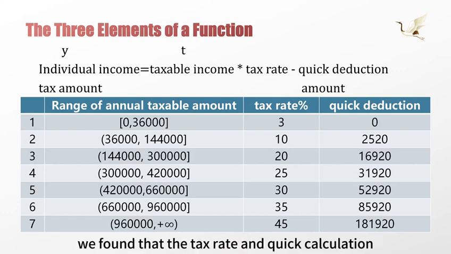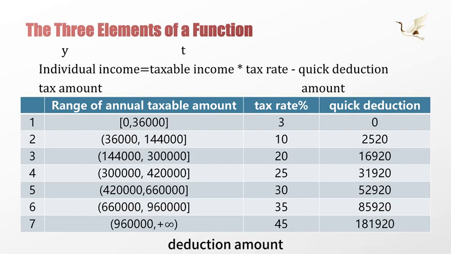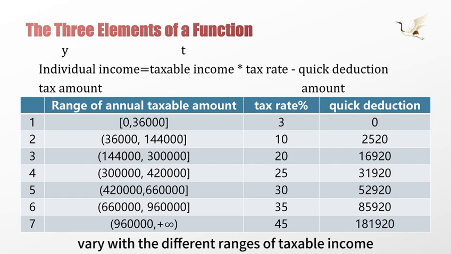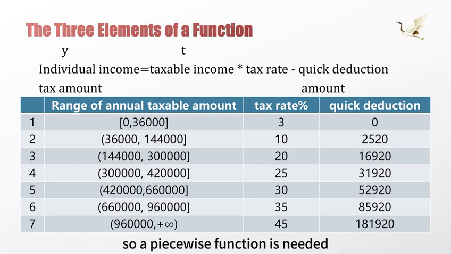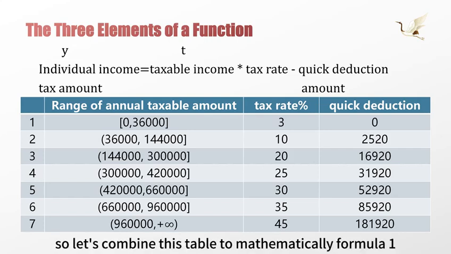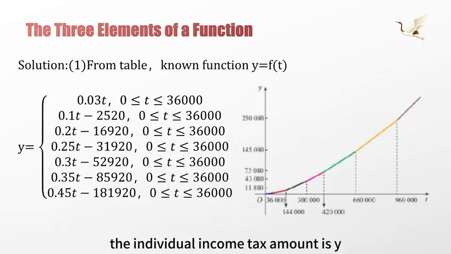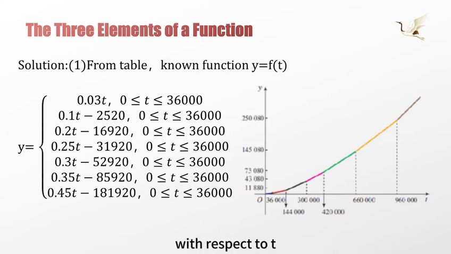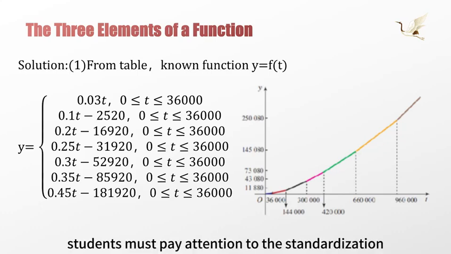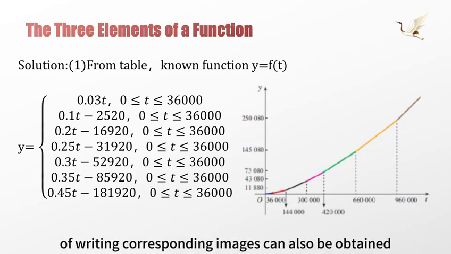However, we found that the tax rate and quick calculation deduction amount vary with the different ranges of taxable income, indicating that an analytical formula is not enough, so a piecewise function is needed. So let's combine this table to mathematize Formula 1. The individual income tax amount is Y, and the taxable income is T, so we can obtain the analytical formula of Y with respect to T. When expressing piecewise functions, students must pay attention to the standardization of writing. Corresponding images can also be obtained.